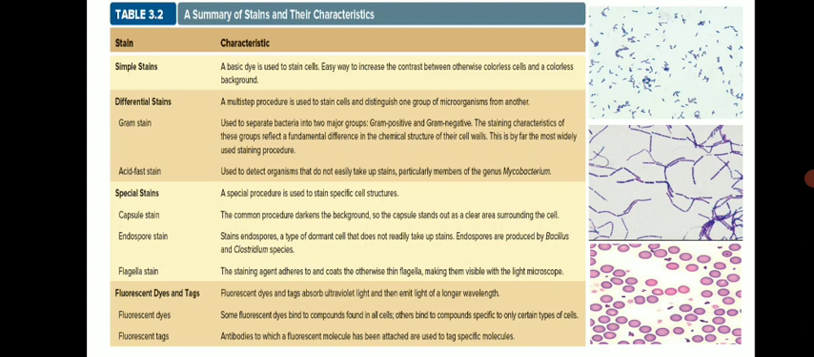In microbiology, various kinds of staining techniques are used. Here a summary of several stains and their characteristics is given, and various techniques are mentioned. Simple stains use basic dyes to stain the cell, and are an easy way to increase contrast between colorless cells and a colorless background. So we use staining techniques to observe cell shape of microbes.